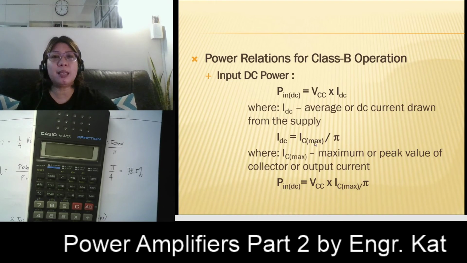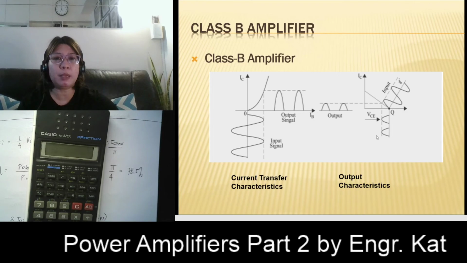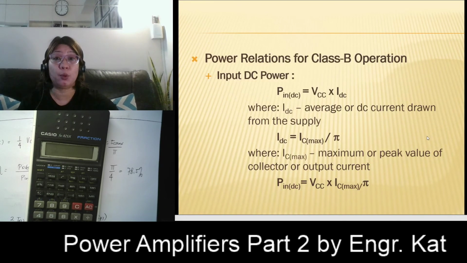It will be the same IDC that we're going to make use of, because technically, we have a half-wave rectified signal. Where IC max is the maximum or peak value. So peak value is different from the peak to peak or from the RMS value. What we are talking about here is the peak value of your output collector current. Your P in DC is equivalent to VCC multiplied by your IC max divided by pi. This is your maximum current when you have your input, but we have to divide it by pi to get your average DC current.